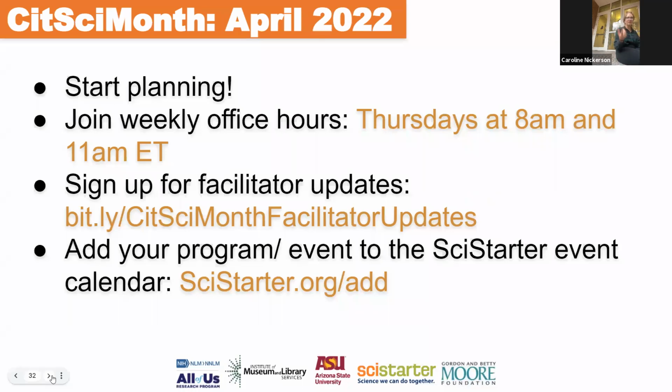So we mentioned office hours. Those are every Thursday at 8 a.m. and 11 a.m. Eastern. And you never know who's going to show up on those. We've had some really fun global conversations. There was a woman from South Africa last week, which was really cool. She's working with project leaders there on citizen science programming. Sometimes you'll have library staff from different places in the world, like Missouri, or Florida, where I am. So you can come to office hours if you just want to talk things through and brainstorm.